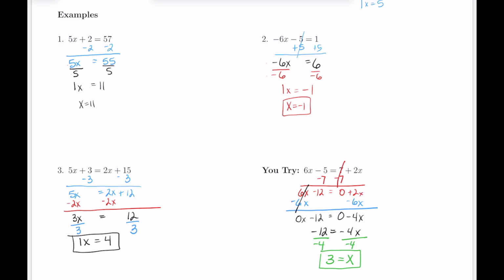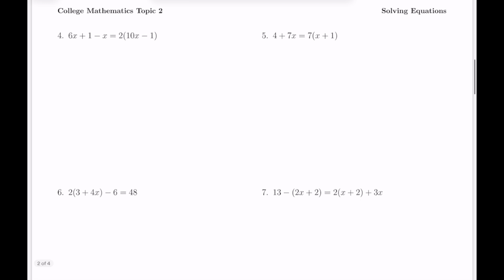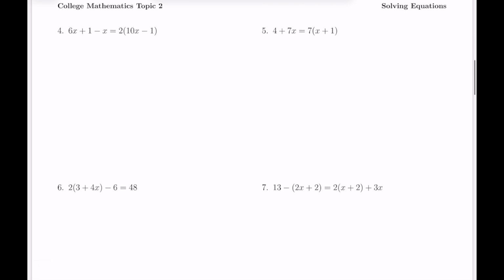You should always plug these back in to make sure that they work. I'm going to trust that I did it right, though. Let's go on to a few more that have a couple additional steps to them. These look a lot more intimidating because there's more terms involved. Well, we just need to make sure we follow our strategy, which is to combine the like terms, and then we'll move the constants to one side and the variables to the other.